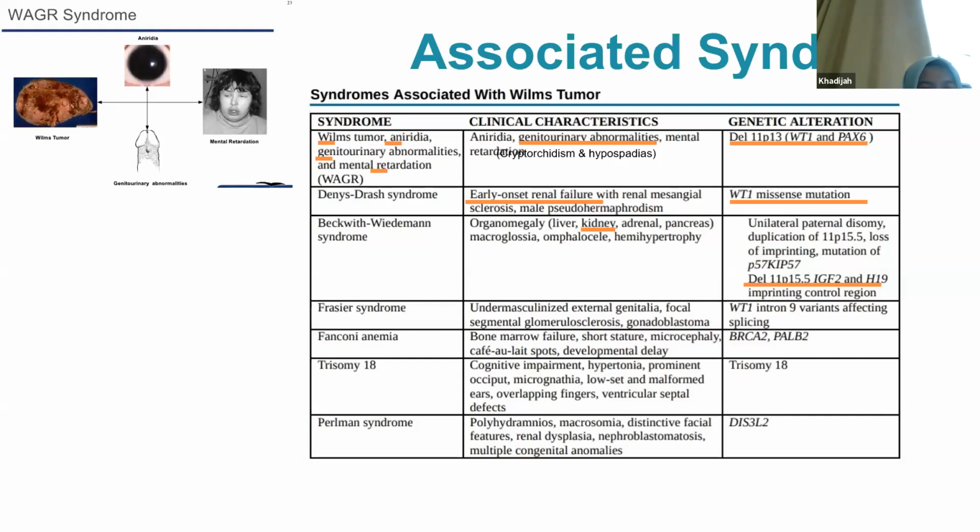So this is the picture for the WAGR syndrome. Basically in WAGR syndrome, there will be aniridia, which means partial or complete absence of the iris, and urinary abnormalities, as well as mental retardation.